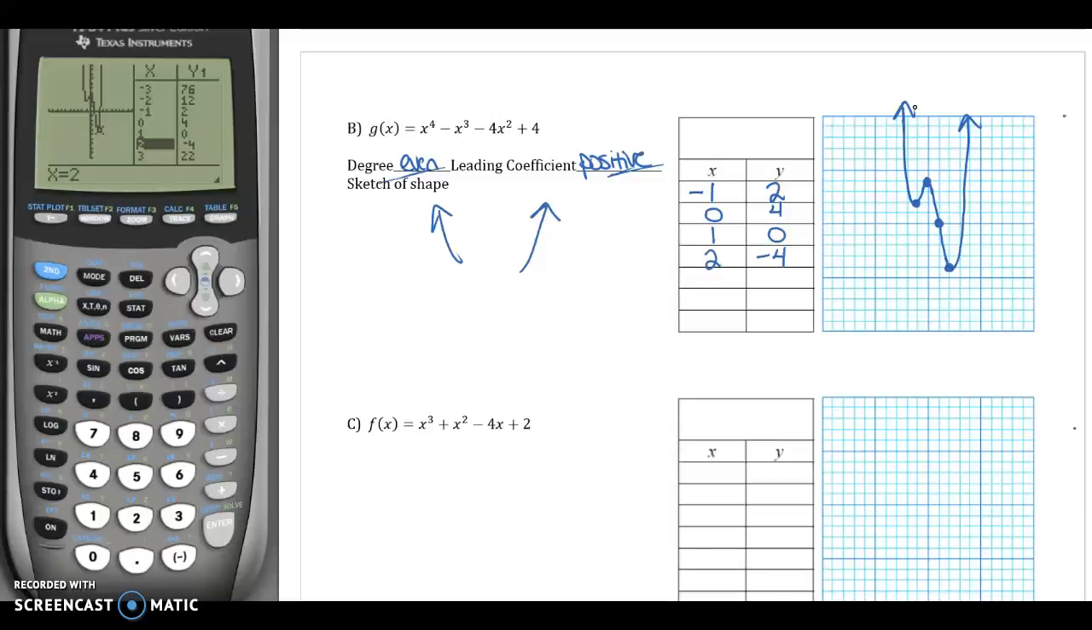Okay, we aren't going to do C and D because I don't think we need to. If you need any help with the graphing calculator, please let me know.